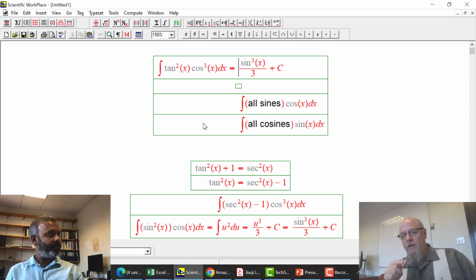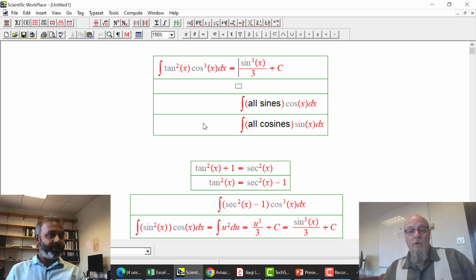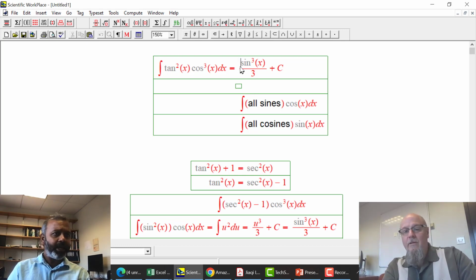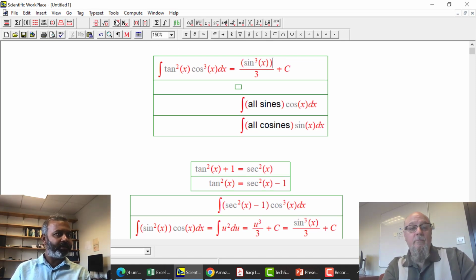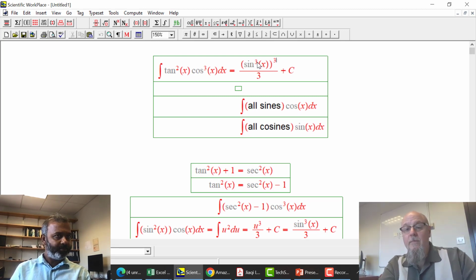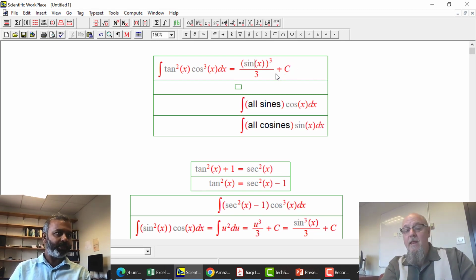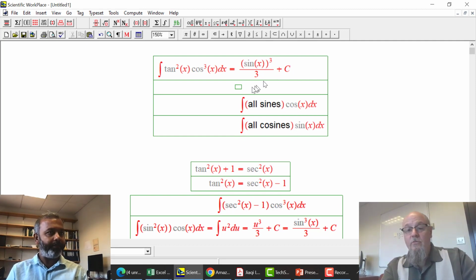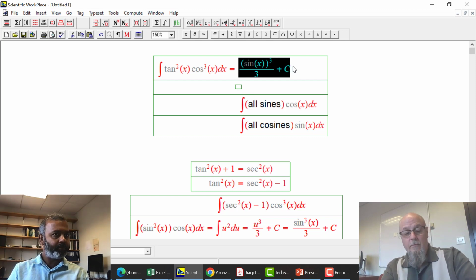One of the things I do see though, whenever I'm doing an integration, my next thought is, all right, there's my answer. I should differentiate my answer, get my question. If I differentiate this, chain rule, 3 comes down, cancels the 3 on the bottom. Let's actually try to take this and differentiate. I'm going to rewrite this just to be super, super clear. That's what that means. And now it's sine inside the cube. So the 3 is going to come down.